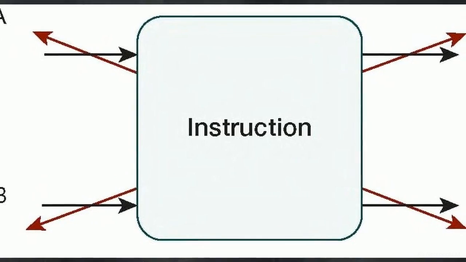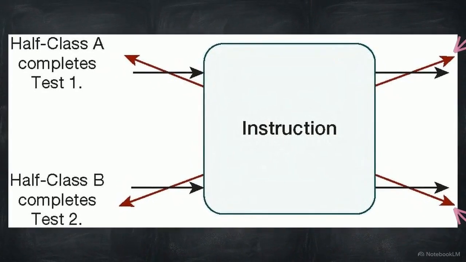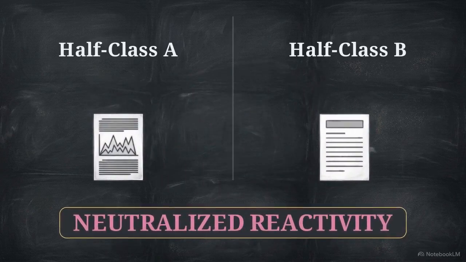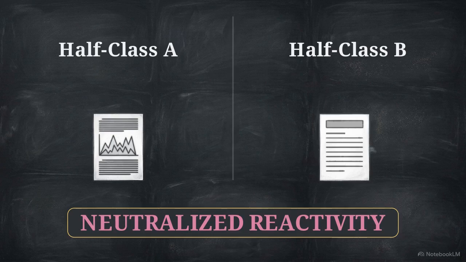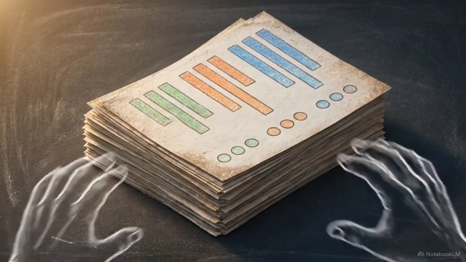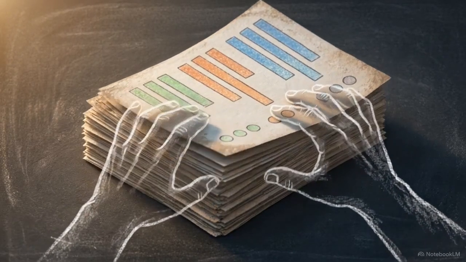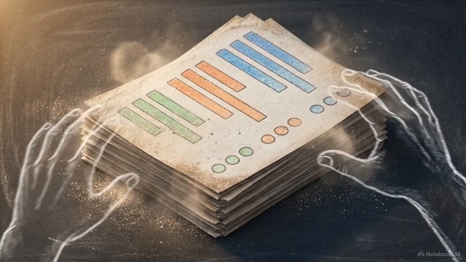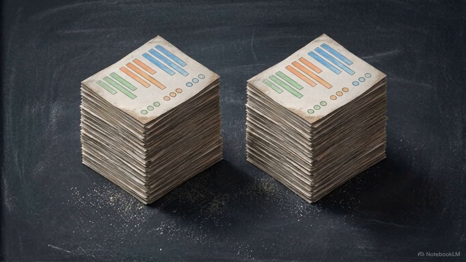Following the crossing arrows to the end of instruction, the switch happens. Half Class A receives Form 2 as their post-test, and half Class B receives Form 1. This structural swap neutralizes pre-test reactivity. No student sees a test form they have ever encountered before. With the post-test complete, you enter the physical data pooling phase. Every test copy of Form 1, pre-tests and post-tests, is mixed together into a single pile. The same is done for Form 2.